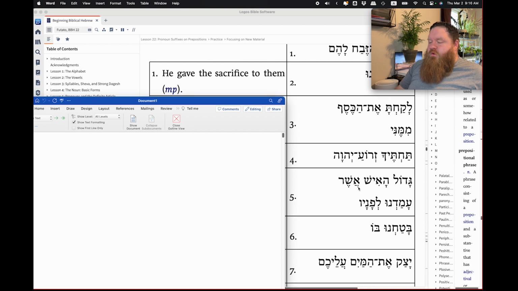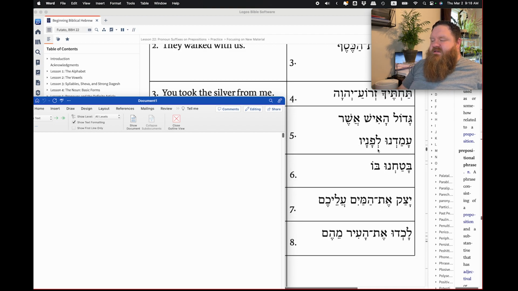Great is the man who, sure, amadnu lifnav. Amadnu, this is going to be the qal perfect 1CP form of amad. Amad means to stand, basically. Great is the man who, okay, so here asher can't be the subject of amadnu because it's first person plural, and this man is third person singular, so this must be the man whom we stand before him.